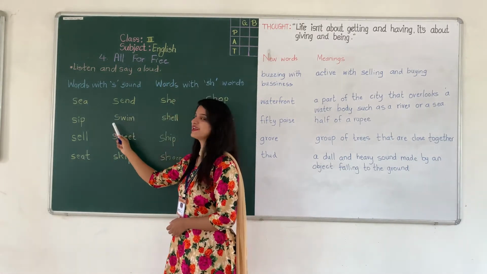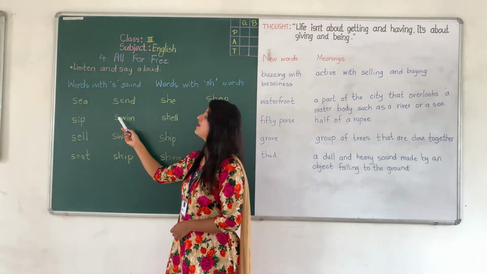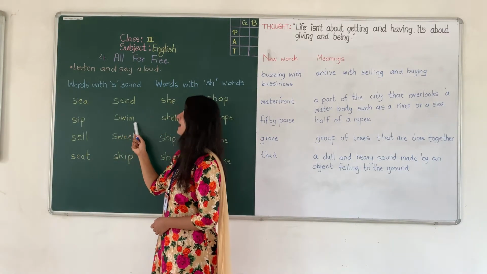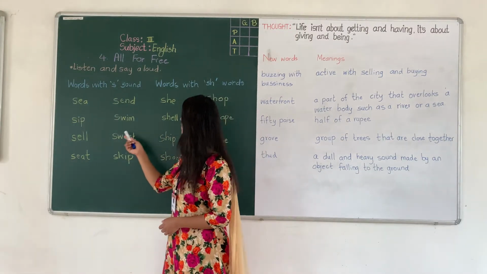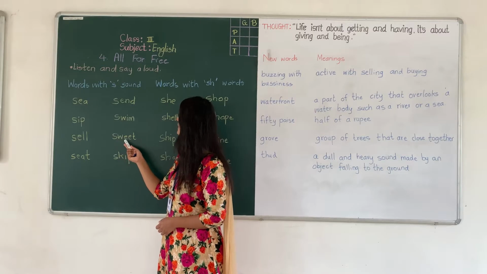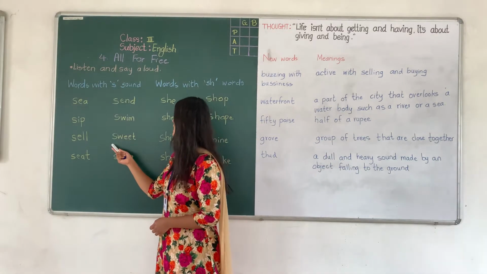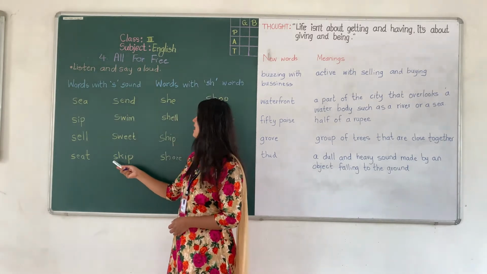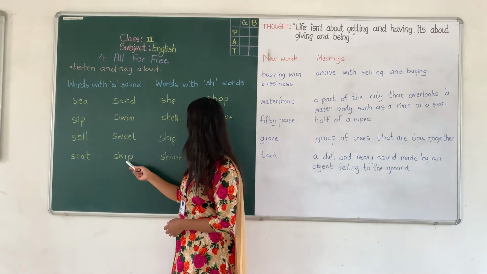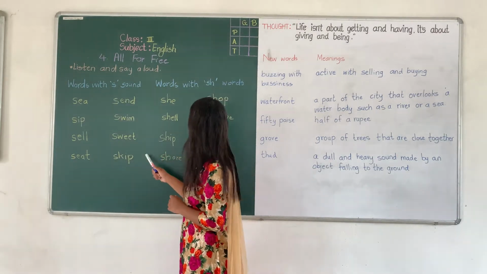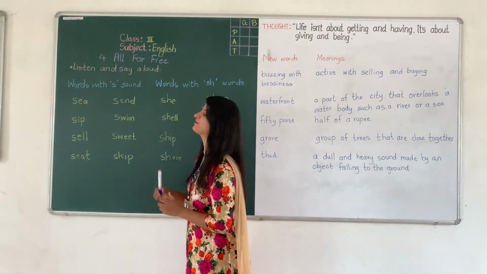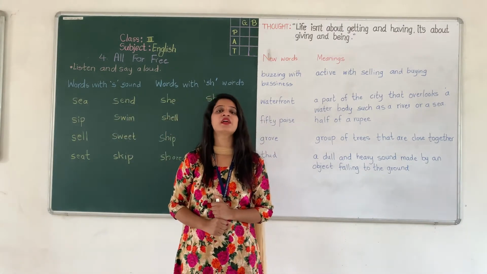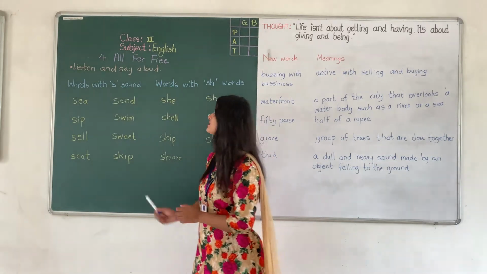Now let us read the next word. S-W-I-M, swim. Now next word. S-W-E-E-T, sweet. Now read the next one. S-K-I-P. What does it become? It becomes skip. Now here we have read the words with S sound. So this is the sound of S.